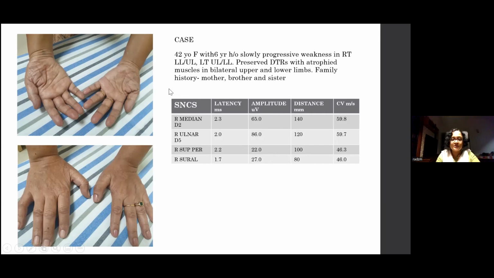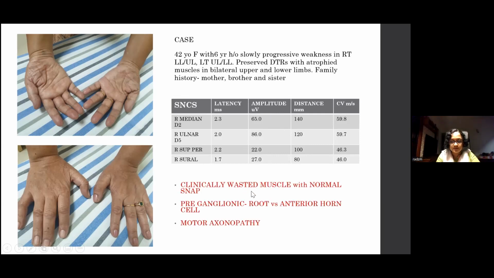So when you have somebody with a clinically wasted muscle with normal SNAP, it becomes preganglionic. Again, when you say preganglionic, you have to say it's root versus anterior horn cell. You can't immediately say it's anterior horn cell. You have to prove it's anterior horn cell, because these are still the two possibilities that you are looking at.